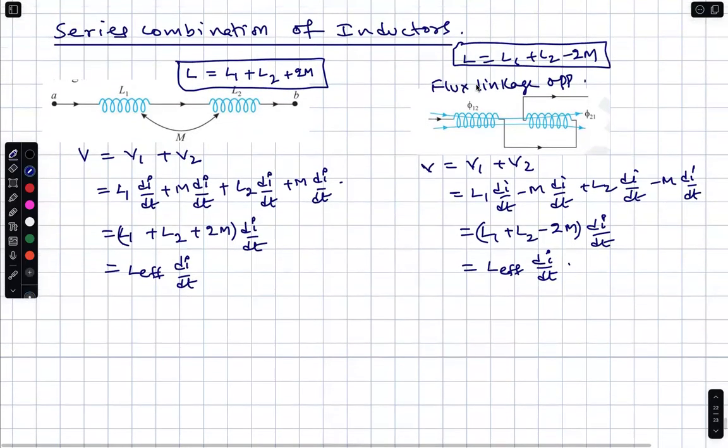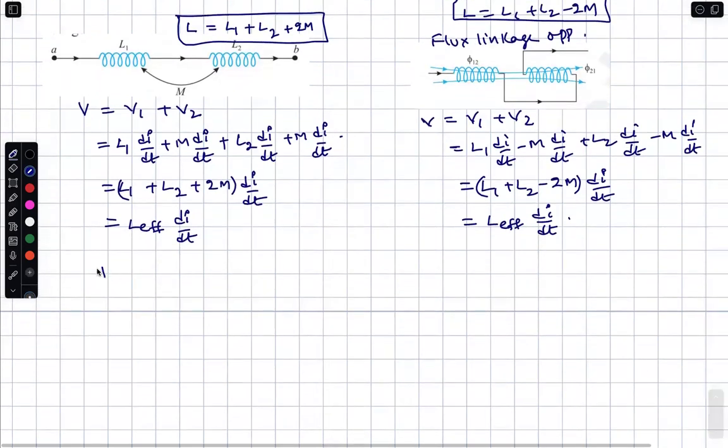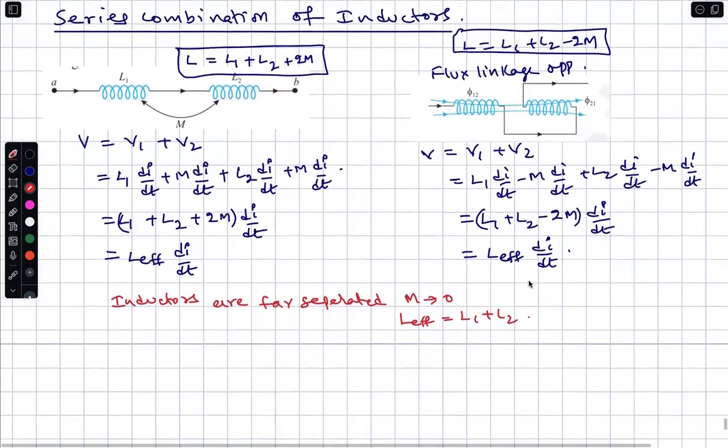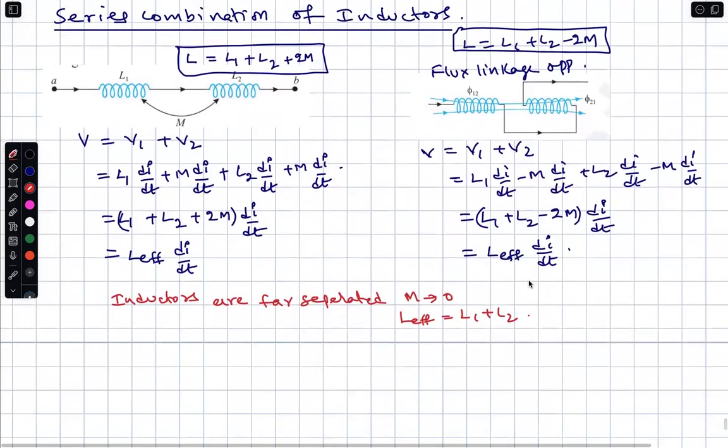Any doubts? Aditya? No, sir. No doubt. Suppose the inductors are far separated. In that case, mutual inductance tends to 0. In that case, L effective is simply L1 plus L2. That is about series combination.